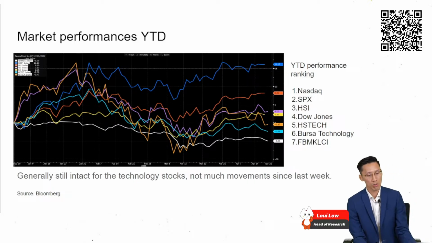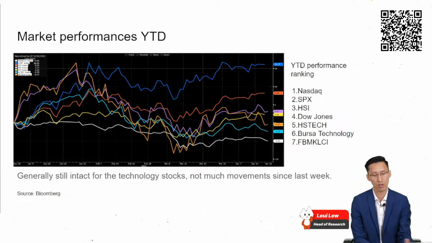Okay, so generally, you can see that the stocks have been moving sideways over the past week on Nasdaq. Nasdaq is still the one leading. And secondly, we have S&P 500. S&P 500 is also considered as trading in a very narrow range. And you can also see that Hang Seng has dropped a little bit. Dow Jones is moving sideways. And Hang Seng Tech has also been coming off over the past 1 week period. And Bursa Technology and also FBM KLCI are on the way down as well.